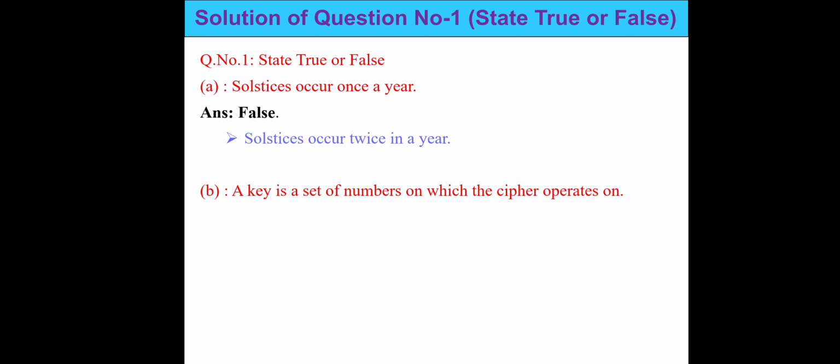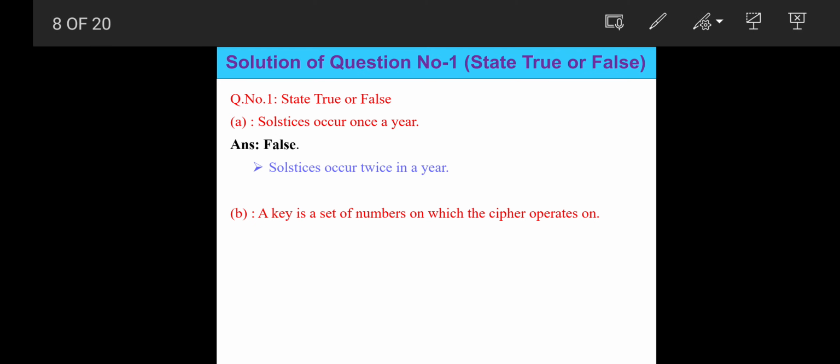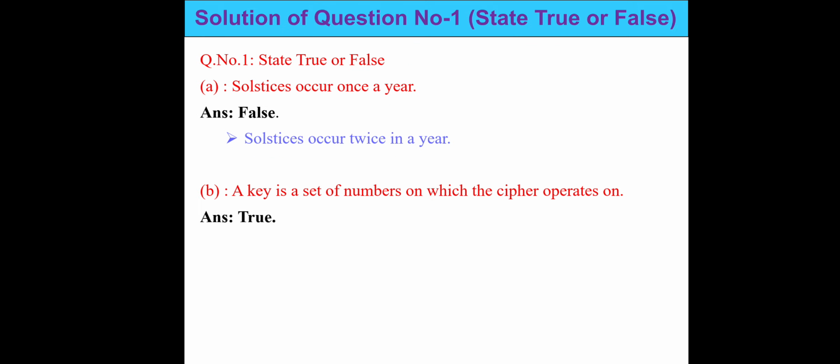Next question is a key is a set of numbers on which the cipher operates. So this statement is true or false. Here this statement is true because a key is a set of numbers on which ciphers operate.